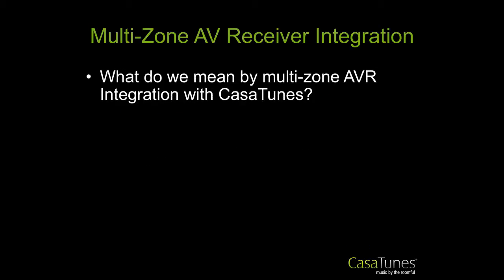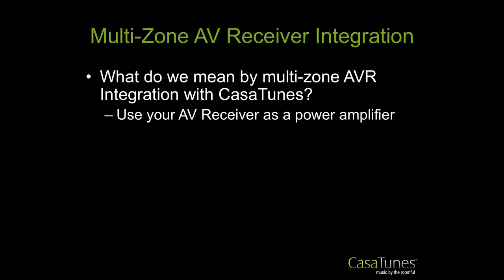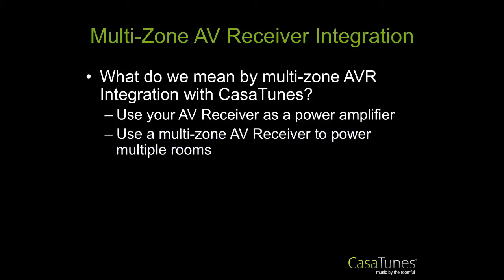We need to first begin by defining what we mean by integrating with multi-zone AV receivers. In our case, what we want to do is use the AV receiver essentially as a power amplifier for a room. This allows you to play your music from CasaTunes into that room using the AV receiver as the power amplifier. Now, if you have an AV receiver that supports multiple zones, then you can use the AV receiver to power multiple rooms.